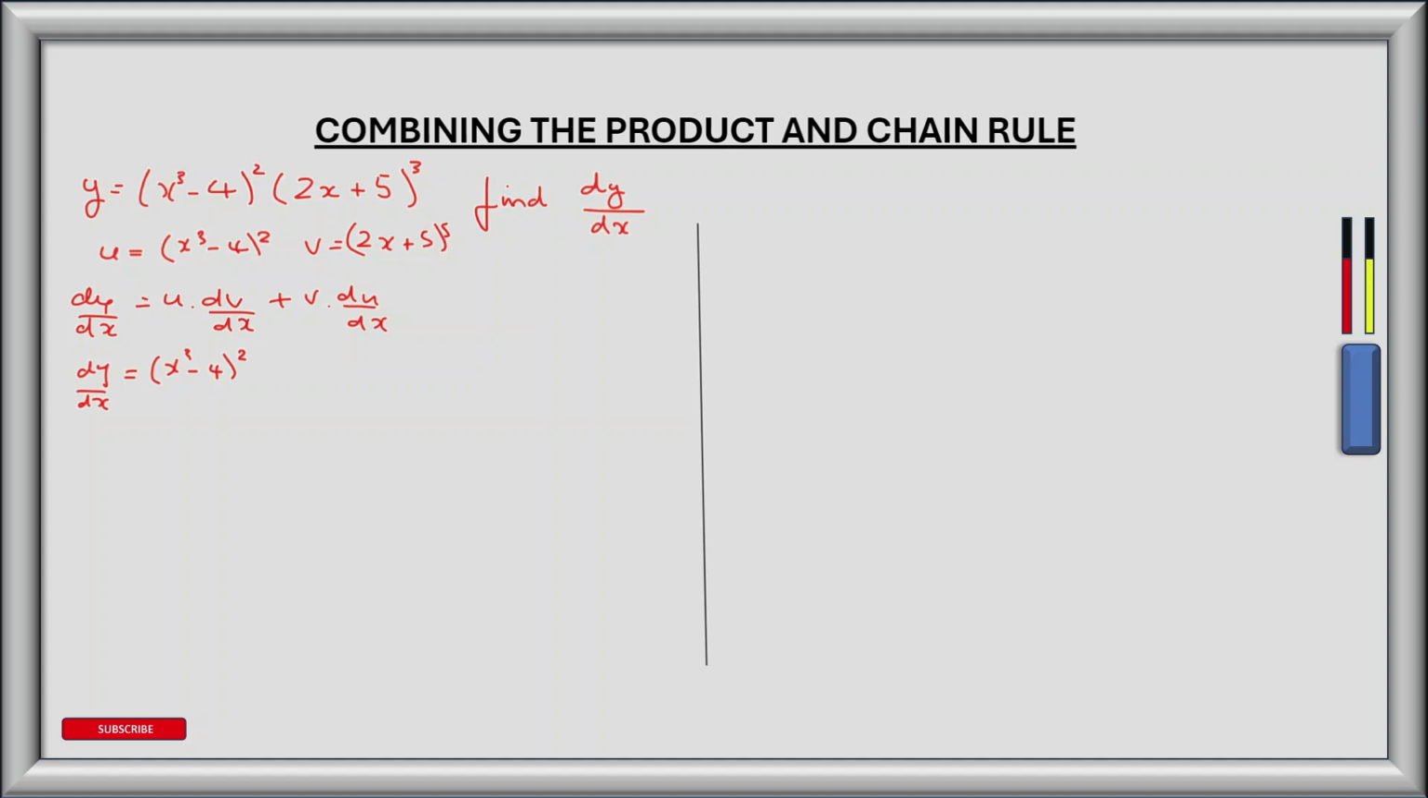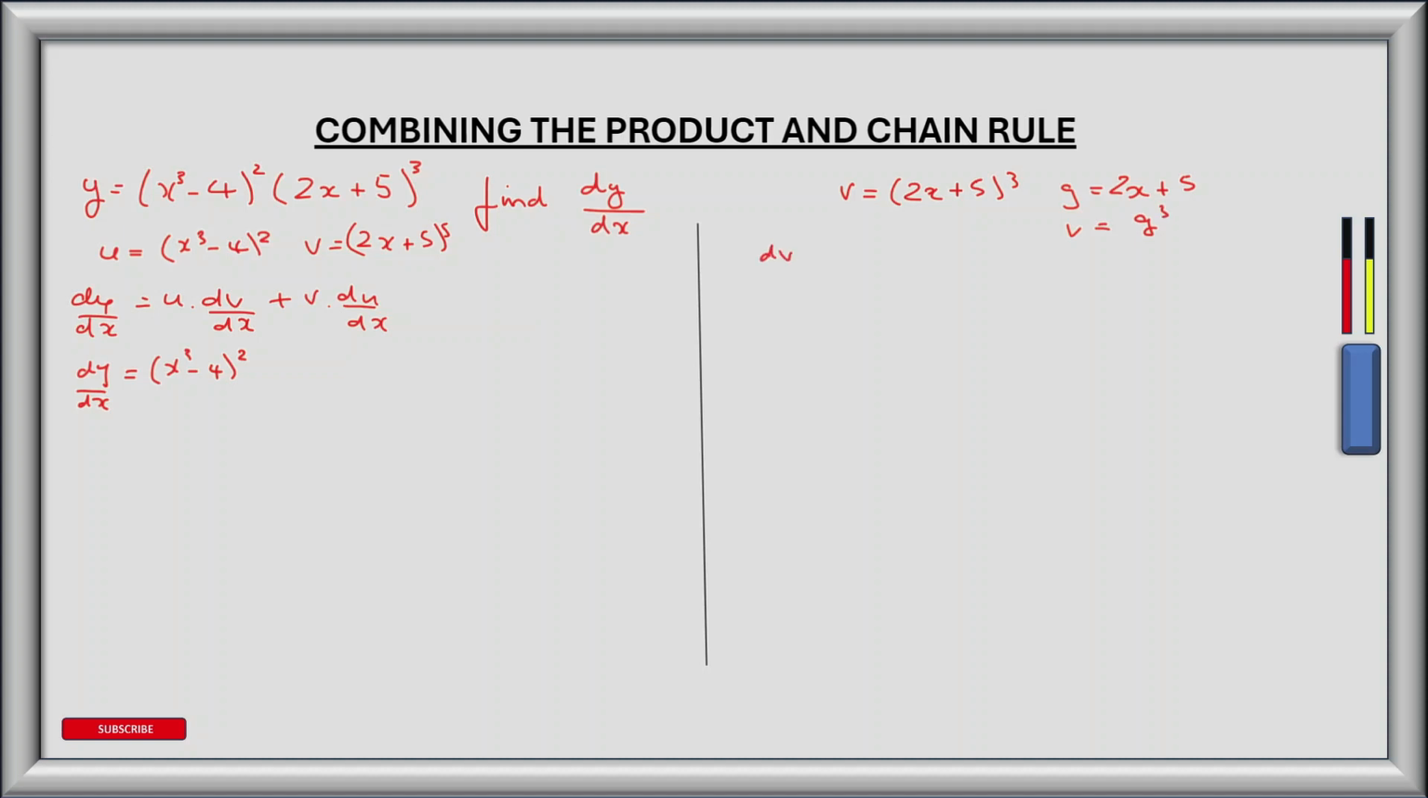So to work out dv by dx, we need to apply the chain rule, because we know that v is equal to (2x plus 5) cubed. So we need an inside function. So let's call the inside function g, which is equal to 2x plus 5. And we need an outside function. So v is equal to g cubed.